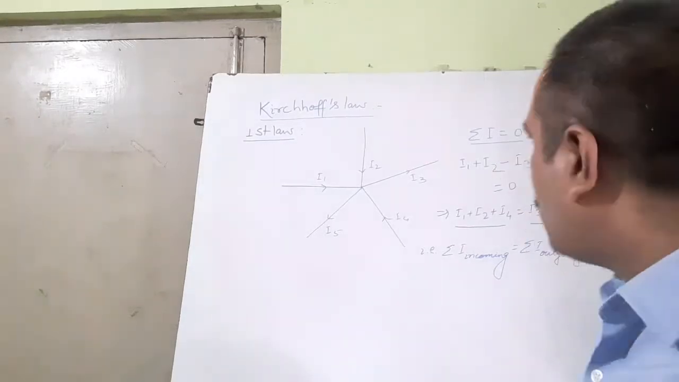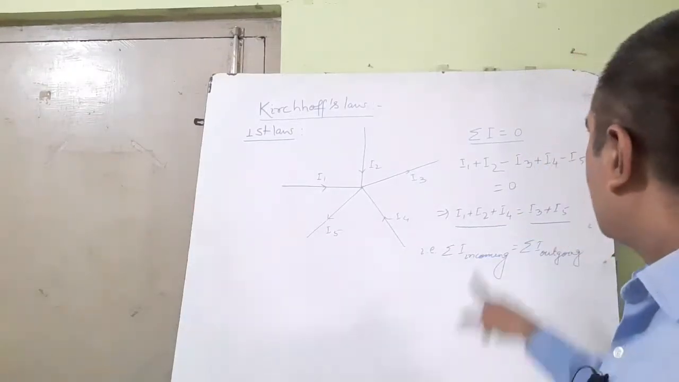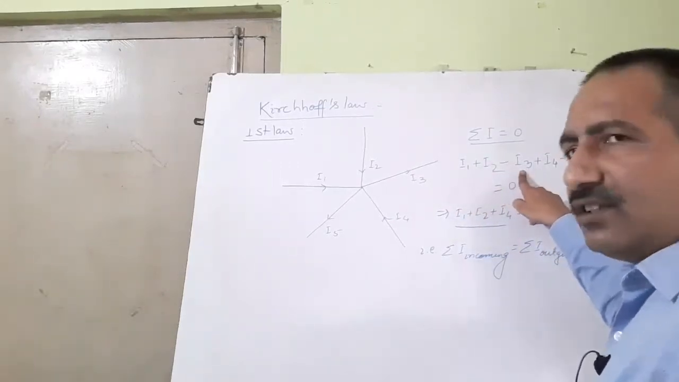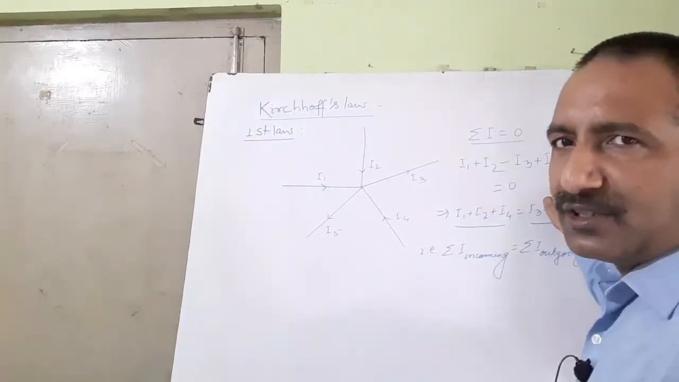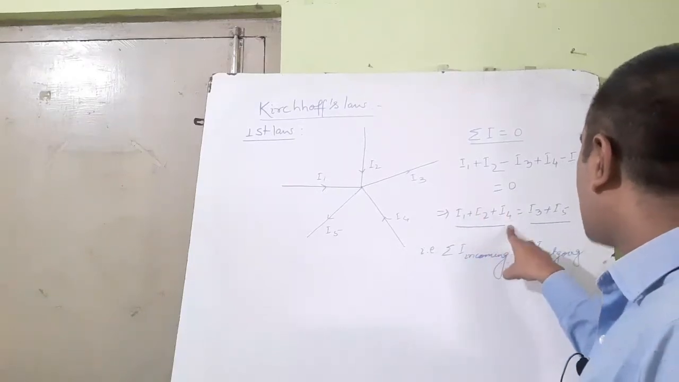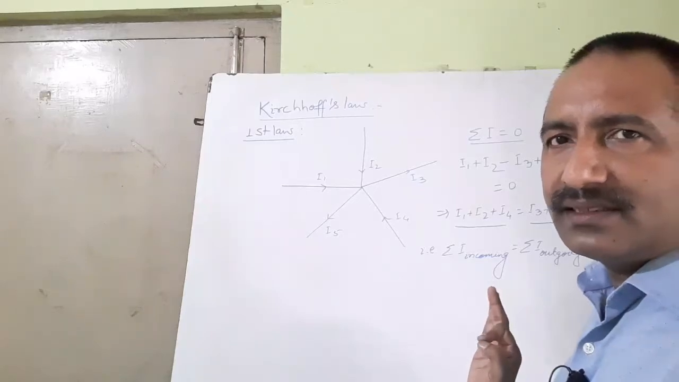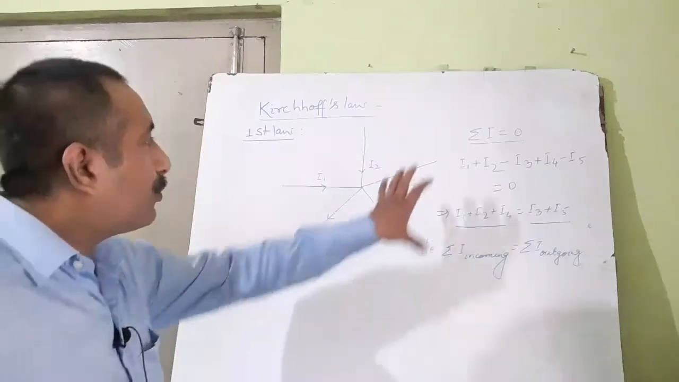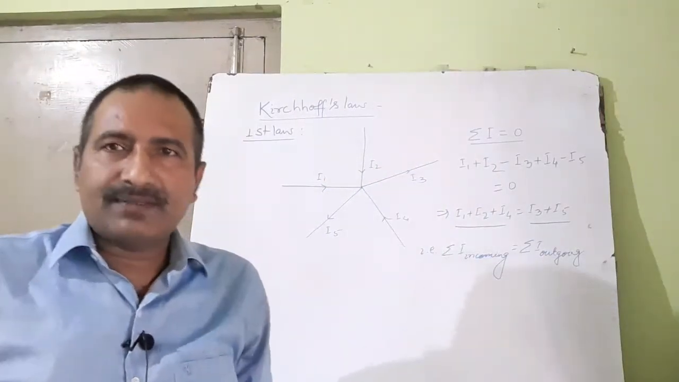Got it? Now, suppose you are taking the reverse convention, then I1 will be negative, I2 will be negative, I3 will be positive, I4 will be negative, and I5 will be positive. Even then, finally you will get I1 plus I2 plus I4 is equal to I3 plus I5. Okay? Do you understand? So you can take either convention as per your wish.